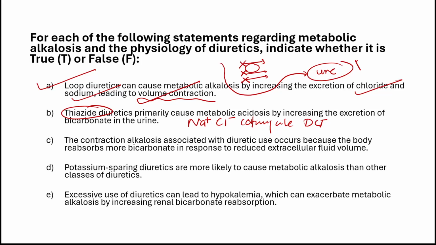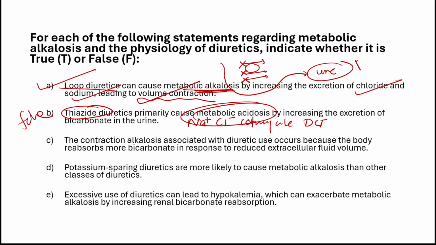So thiazide primarily causes metabolic acidosis by increasing the excretion of bicarbonate in the urine. So what it does is that this is actually a false statement. What it does is quite the opposite. It causes metabolic alkalosis. Right. So as loop diuretics, it does metabolic alkalosis by means of volume contraction. So this is a false statement.